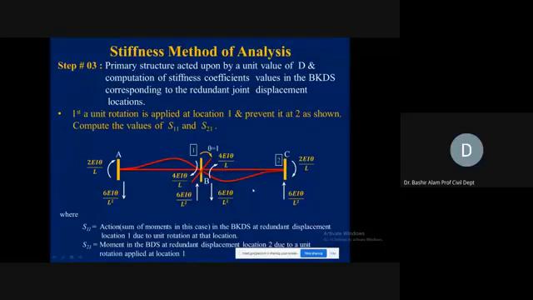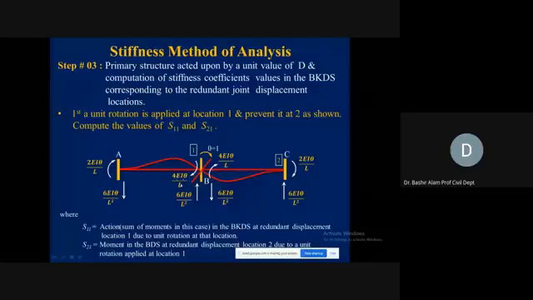Now, what will be the S11 value? At this joint where we have coordinate 1, the corresponding actions to the displacement: what was the unknown displacement? It was the rotation. So to the rotation, we have corresponding action moments. Which moments are corresponding? This 4EI over L and this 4EI over L.